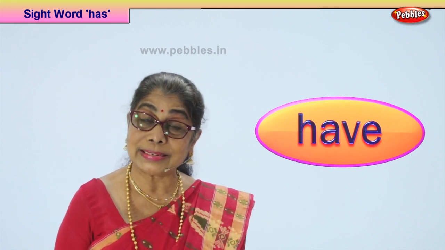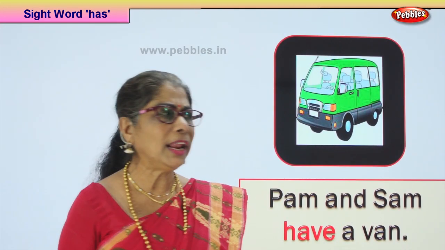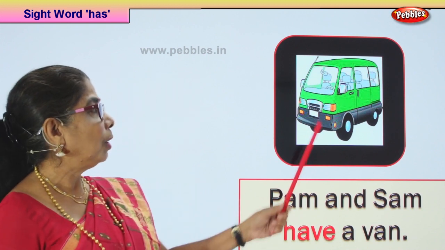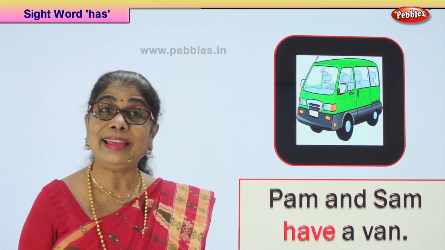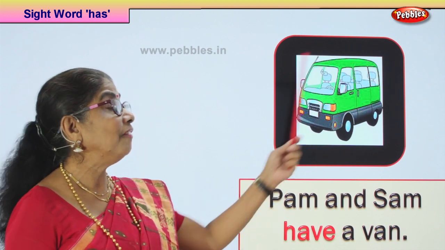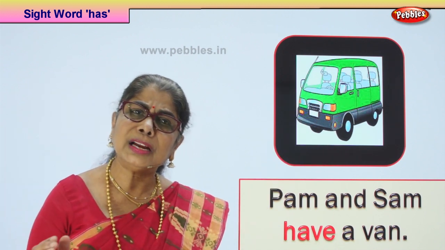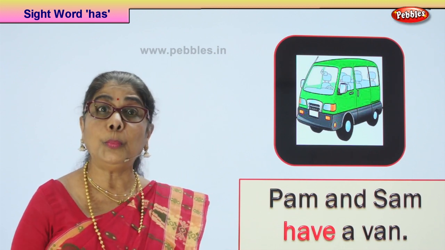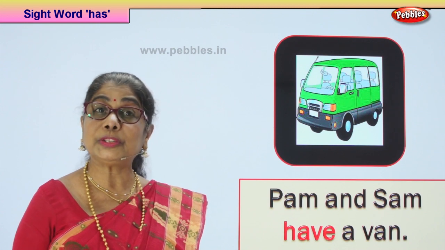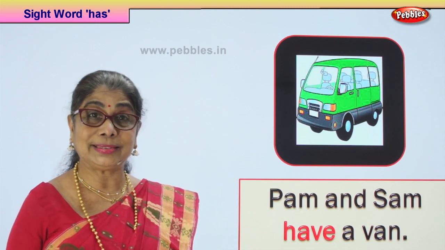Let's look at our first set of pictures. Now look at our first set of pictures. Picture, what we have here, we have a beautiful van. What is this? A van. What is a van? A van is something bigger than a car. More people can sit. There will be small vans and big vans.